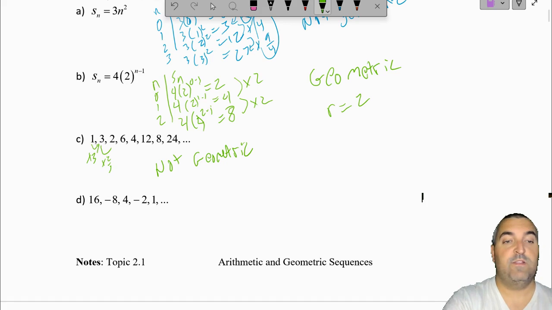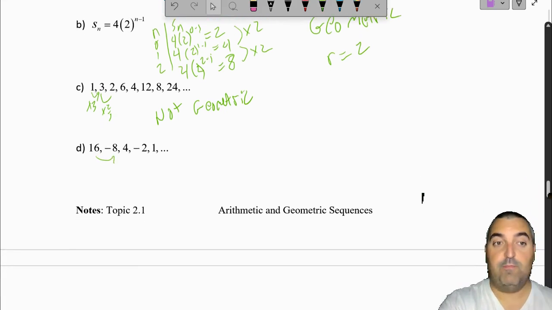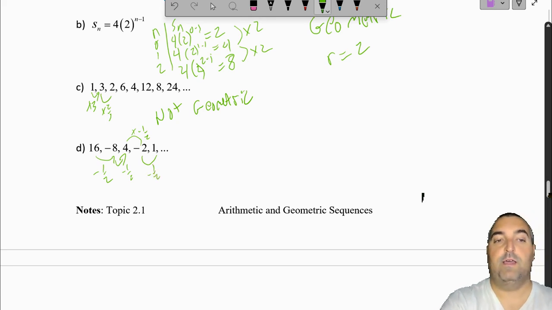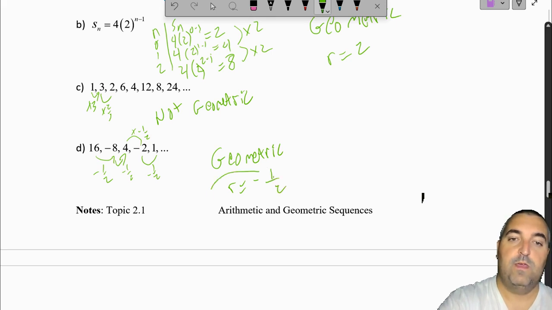Now this one, even though you see some positive and negative switching, that doesn't tell you exactly. You have to make sure you look at what you need to multiply 16 by to get -8. Well, that would be -1/2. Then to go from -8 to 4, multiply again by -1/2. 4 to -2, multiply by -1/2. And for the last one, I'd multiply by -1/2. So this indeed is geometric, and my r is -1/2.